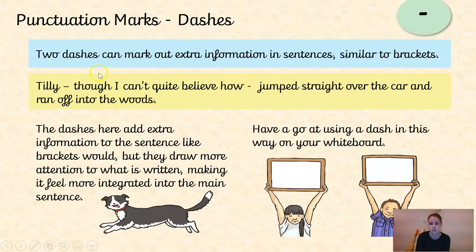So a bit like what brackets would do, or if I was to add an embedded clause with my commas. But they draw more attention to what is written. So because it is a little additional information, it's not adding full information about the cat or the car or running off to the woods, but it adds more of an emphasis of an opinion. So it's an additional part of the sentence that feels more into the sentence, more integrated. So it would make it harder to take that sentence out and make it sound as interesting as it is. So pause the video. I'd like you to have a go. See if you can use your two dashes in a sentence.